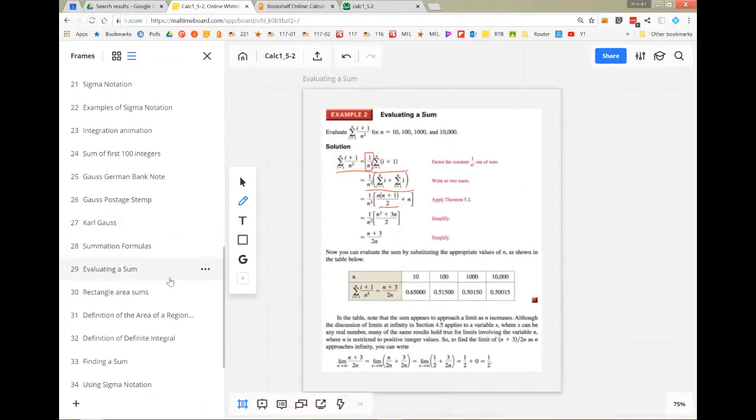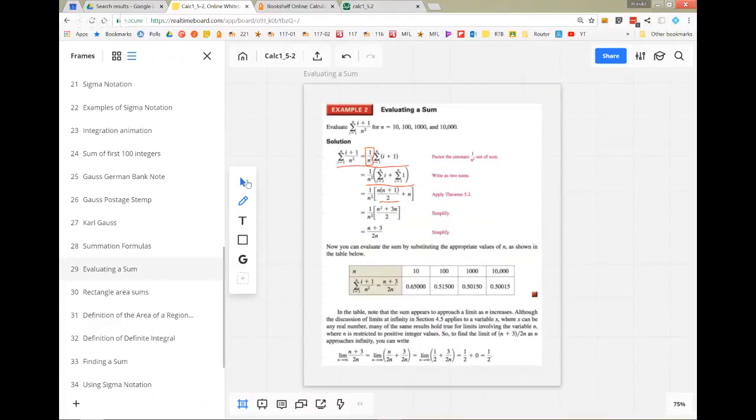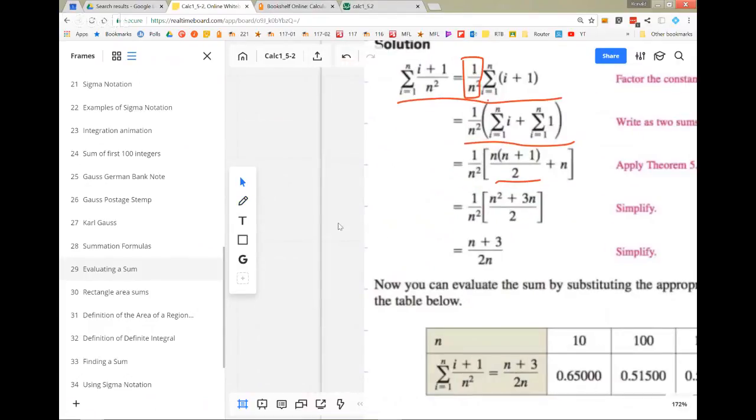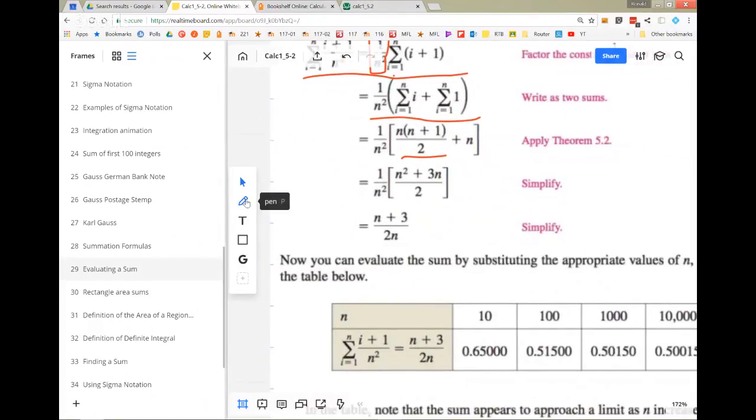So now, let's go back and blow this up a little bit again. Where did that n times (n plus 1) over 2 come from? It came from that formula we just looked at. And what happens when you add up 1 n times? You get 1 times n. 1 n times, 1 times n is n.